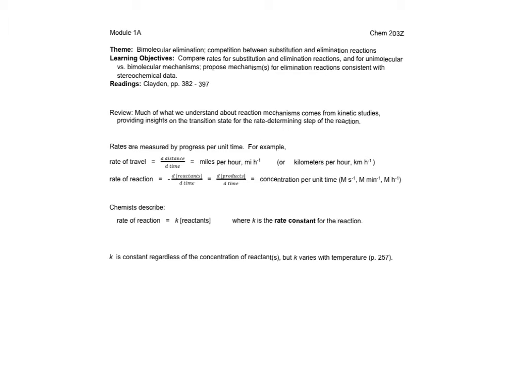This is the Module 1 video on the competition between substitution and elimination reactions. I'll begin by reviewing some fundamentals of kinetics, because kinetic studies tell us about the transition state for the rate-determining step of the reaction, and therefore give us information on mechanism.